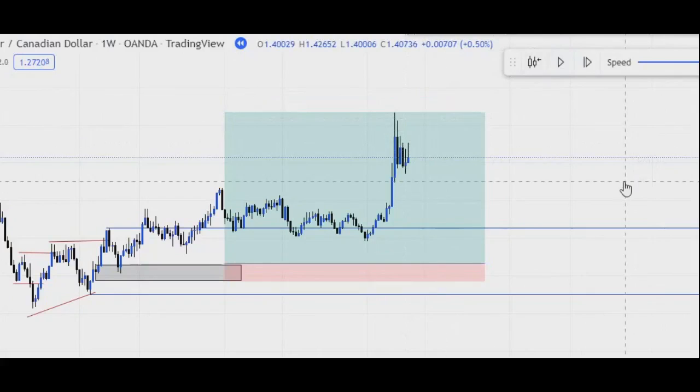So it's as simple as that. You don't need to overcomplicate things, guys. The forex market is not hard. It is we human beings that make it look hard. All right? As simple as that. Keep your trading system simple.